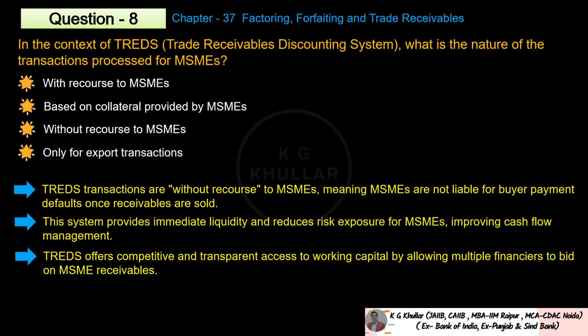So TReDS facilitates easier access to working capital for MSMEs by allowing multiple financiers to bid on receivables, thereby creating a competitive and transparent financial environment. So as far as this question goes, the correct option is option C.